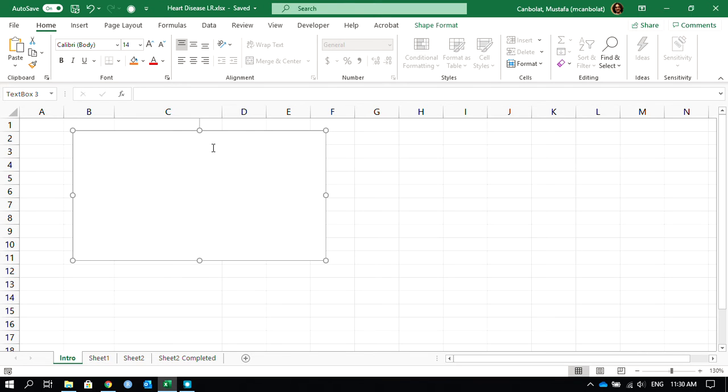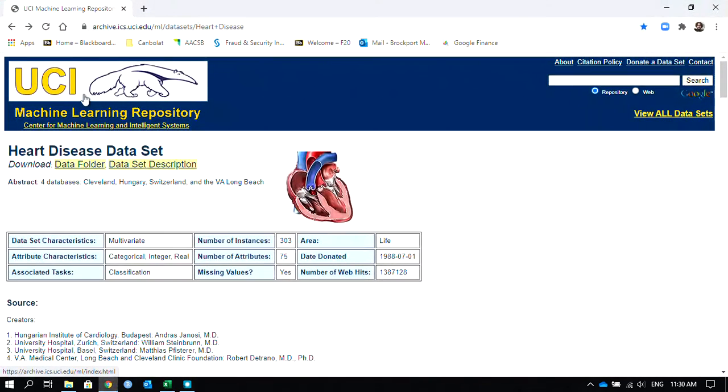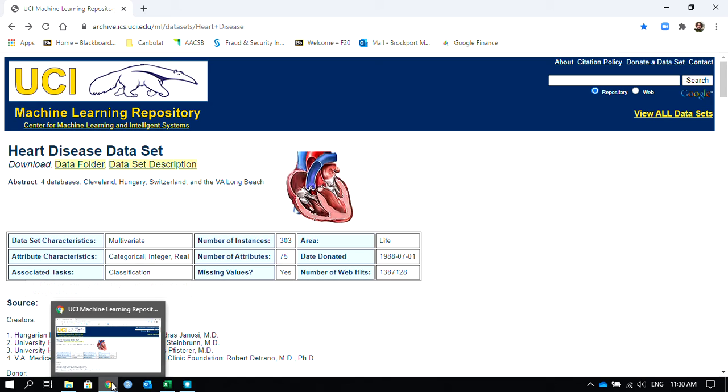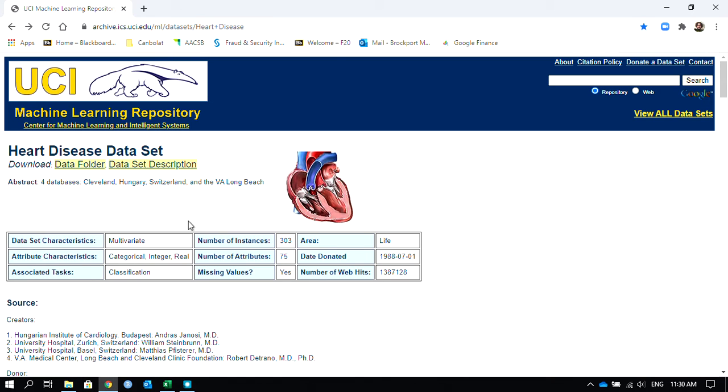So we will be using a data set from UCI's machine learning repository, and this is a heart disease data set. It could be any type of data set. This model is going to try to find out the probability of an event happening given some factors. So the probability of a dependent variable given that there are a certain number of independent variables.